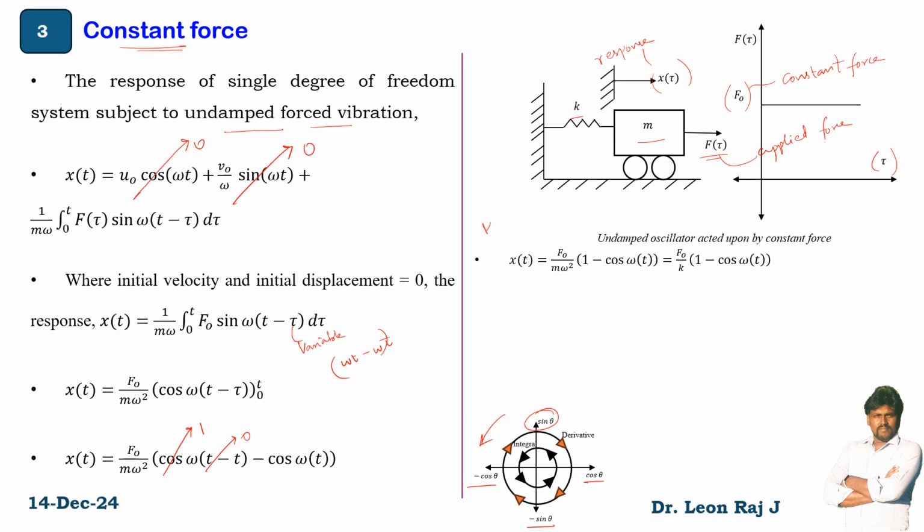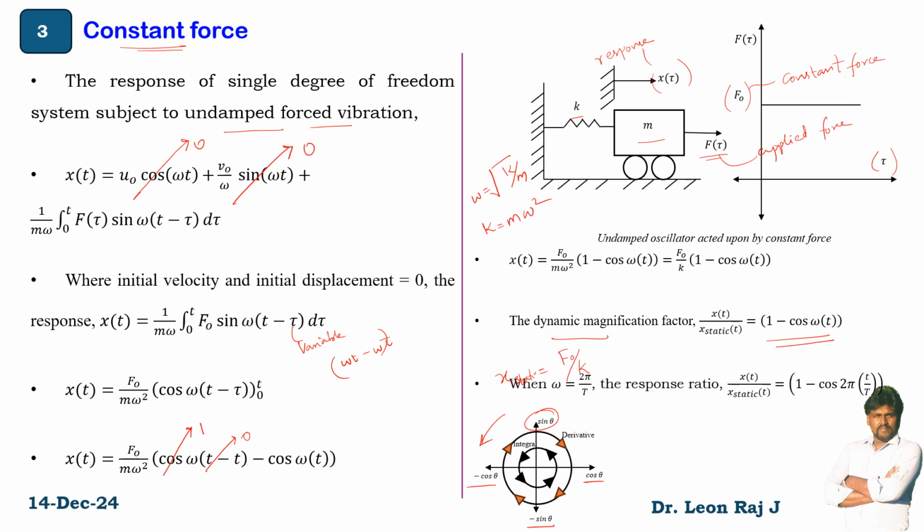So k is nothing but m omega square. Omega is equal to square root of k by m. So x of t response equals f0 by k (1 minus cos omega t). So the dynamic magnification factor or response ratio is nothing but x of t divided by x static. So x static is nothing but f0 by k. So this f0 by k gets cancelled at the top and bottom, so your response ratio is 1 minus cos omega t.